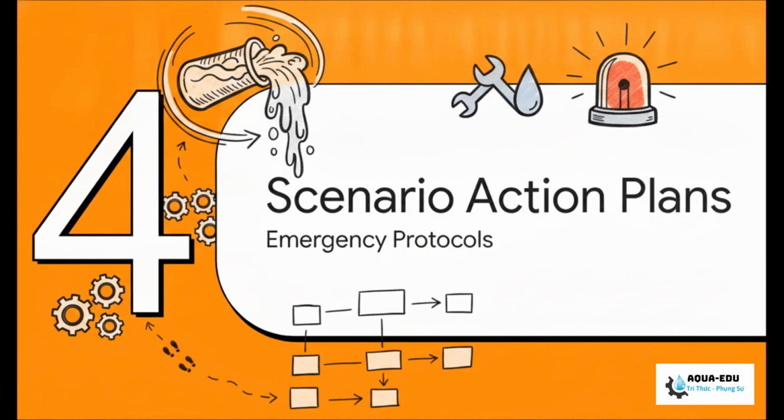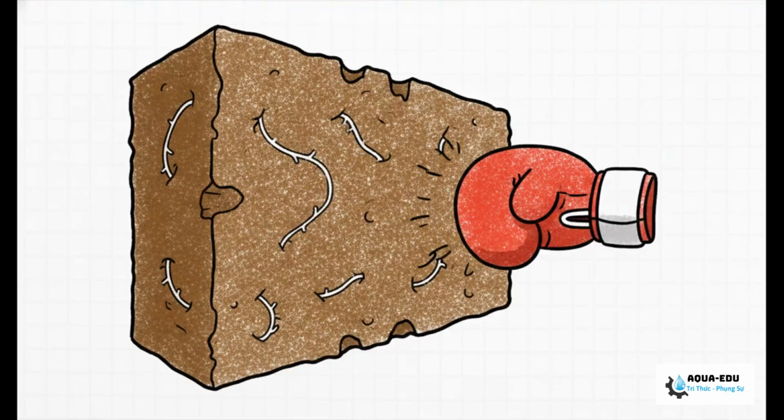Okay, Section 4, Scenario Action Plans and Emergency Protocols. Let's get into the fixes. First up is Scenario A. This happens when we're dealing with that super stubborn, stiff brown foam caused by filamentous bacteria like Nocardia. This foam is incredibly stable, guys, and it's not going to go down without a fight.